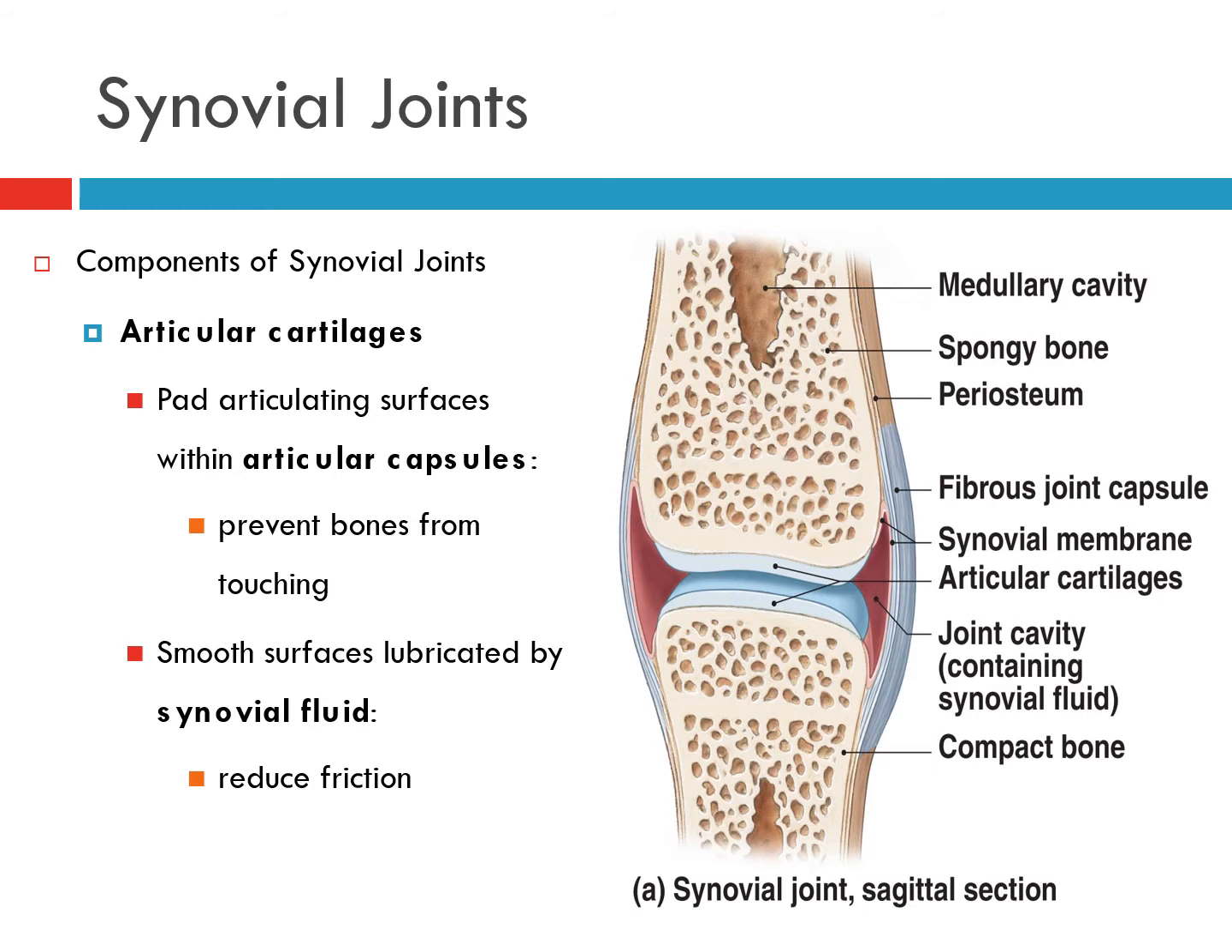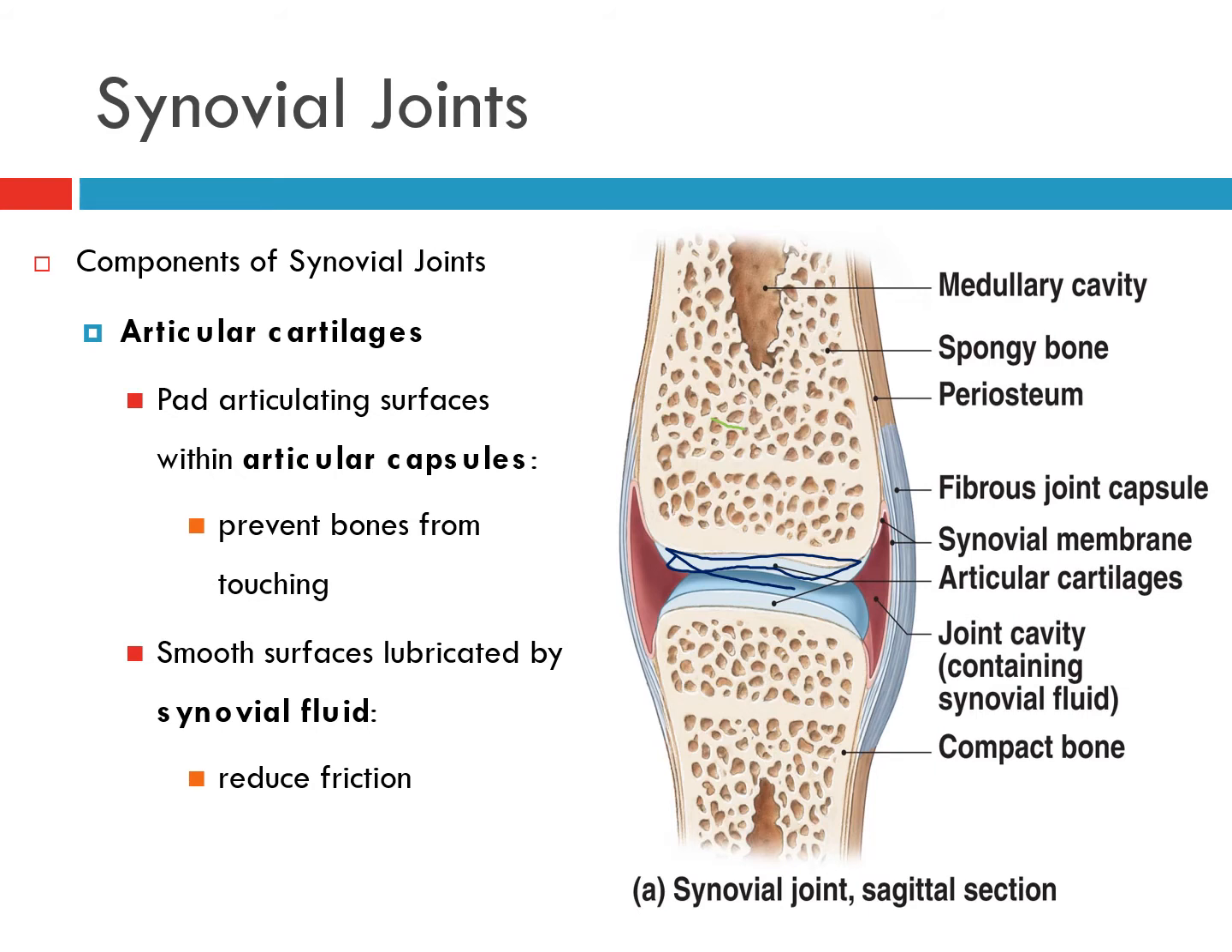So here we have a picture of a synovial joint. You can see that this top bone here, this would be the diaphysis, and then here's the metaphysis, and here's the epiphysis. And then down here at the bottom where you see this nice light blue, that's our articular cartilage.